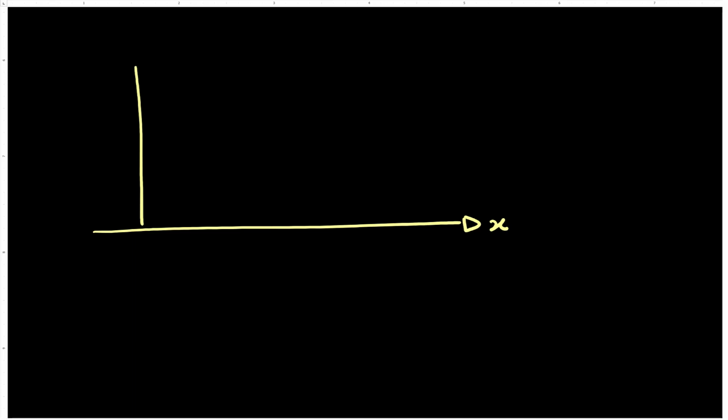So we have this is our x-axis and this is our y-axis, and we happen to throw a ball upwards, and that ball follows a parabolic path. This is the ball.